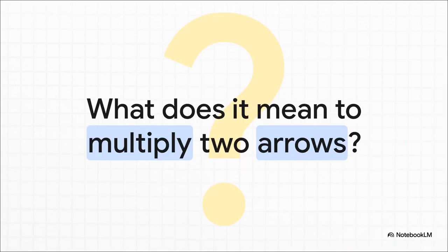So let's just start with the big question right up front. I mean, we all get how to add and subtract vectors. You know, those arrows that have both a direction and a length? But what does it even mean to multiply them? It sounds kind of strange, right? Well, there's a special way to do it, and it's called the dot product.